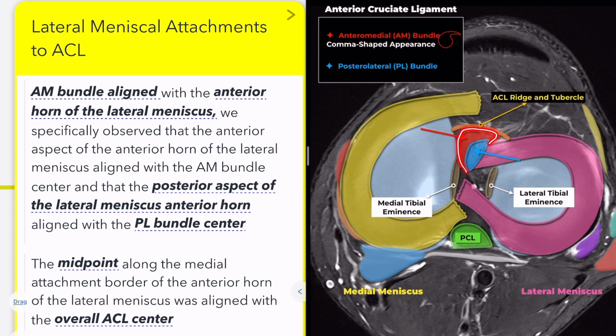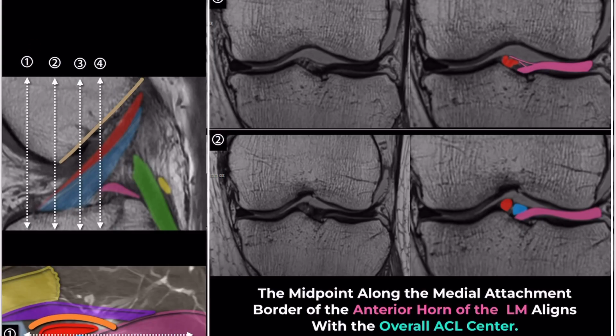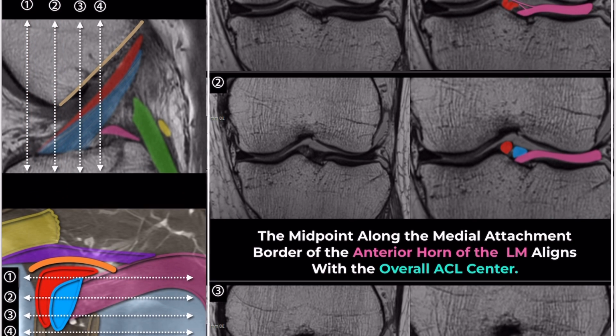The midpoint of the medial attachment border of the lateral meniscal anterior horn corresponds to the center of the overall ACL tibial attachment. In the anterior coronal image, the anterior horn of the lateral meniscus and the anteromedial bundle are visible. Additionally, the posterolateral bundle appears adjacent to the lateral meniscus in a slightly more posterior coronal image.